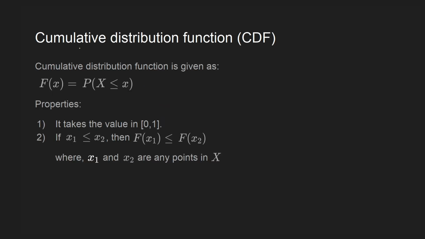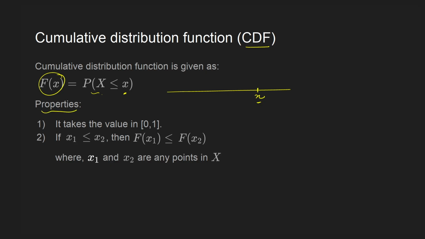Now the next thing is the cumulative distribution function, or CDF. We know that the formula for the CDF is F(x) equal to the probability that the random variable X takes a value less than or equal to x. So basically our cumulative distribution function accumulates the probability up to a certain point, which is x here.